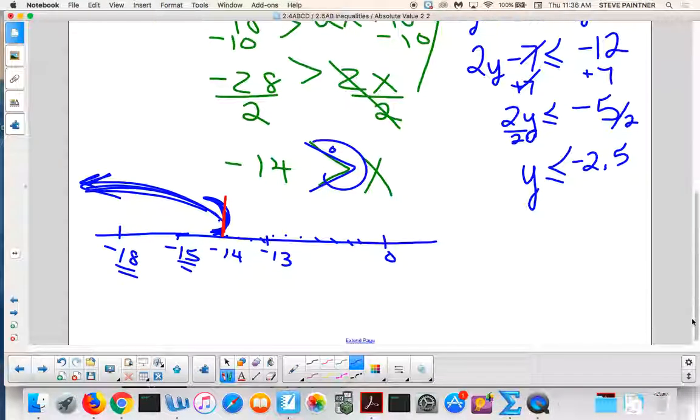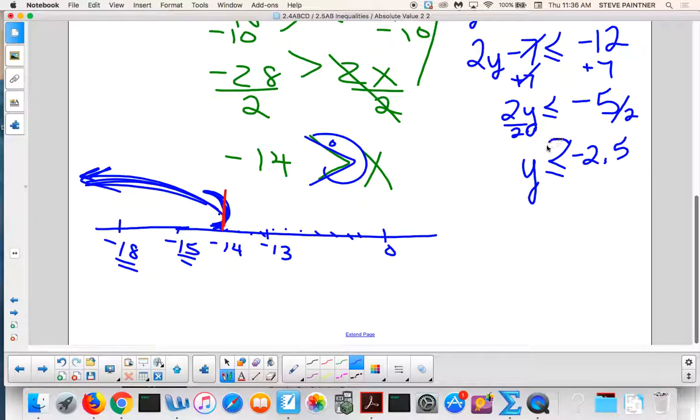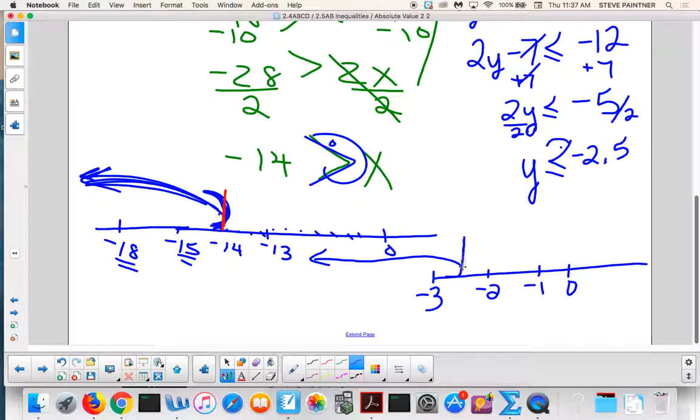Okay, keep going. You gotta know how to read it. All your answers for y are y less than that. Here's 0, here's 1, negative 2, negative 3. Less than is which way? That way. Equal: do you want bracket or parentheses? Bracket.